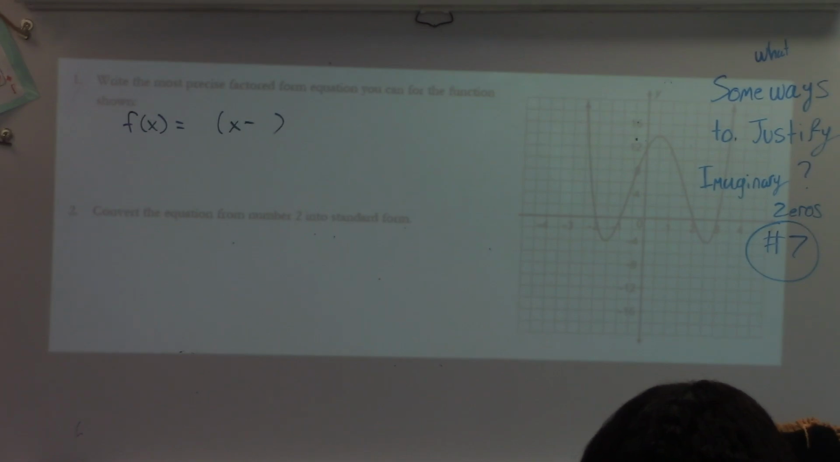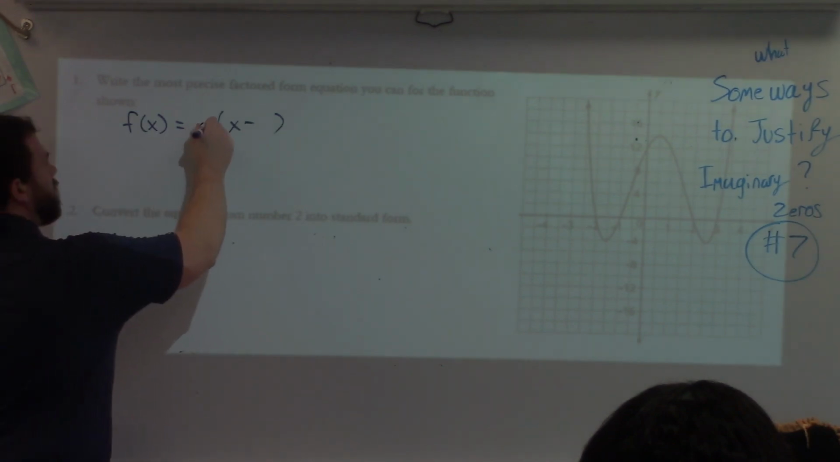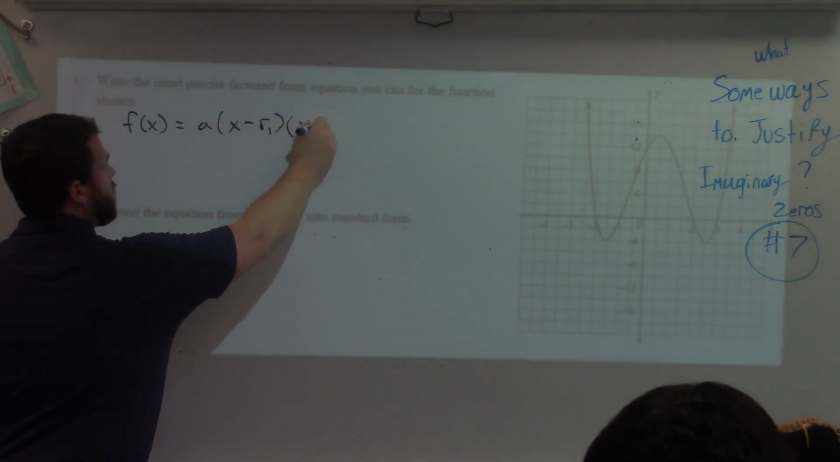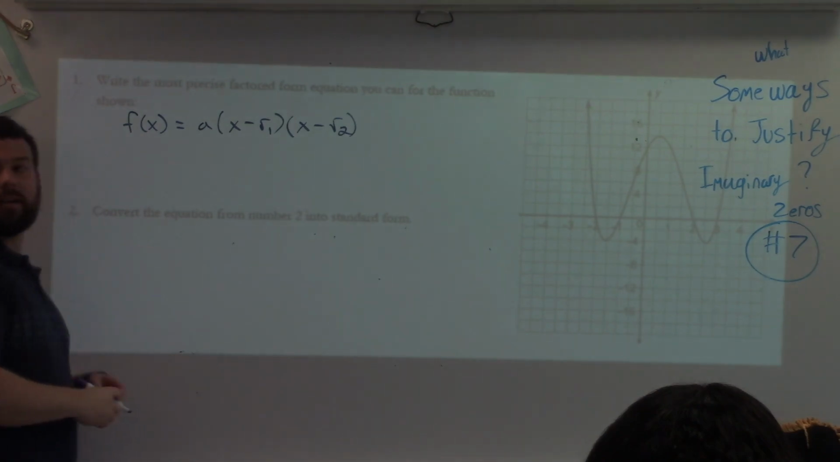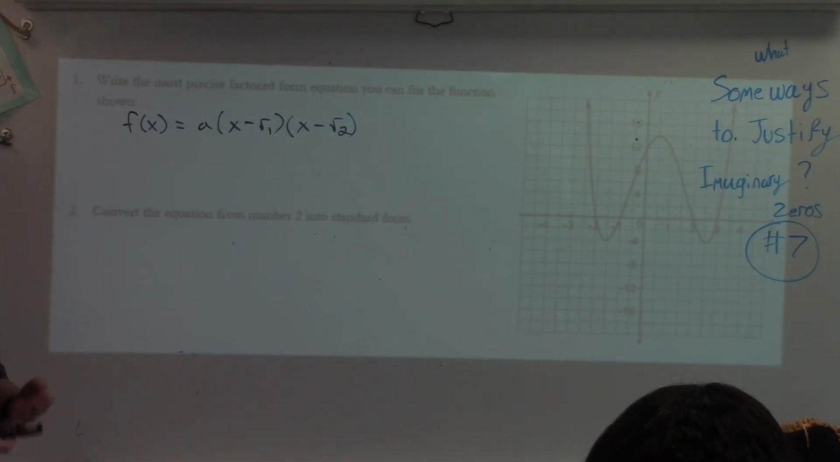Okay, we've been working with this. John, what are you about to say? It's a times x minus r1 times x minus r2. So remember, that's the factored form of a quadratic. Remember, it's x minus our root. That's why we need our what, Caleb? We need roots, really, right?